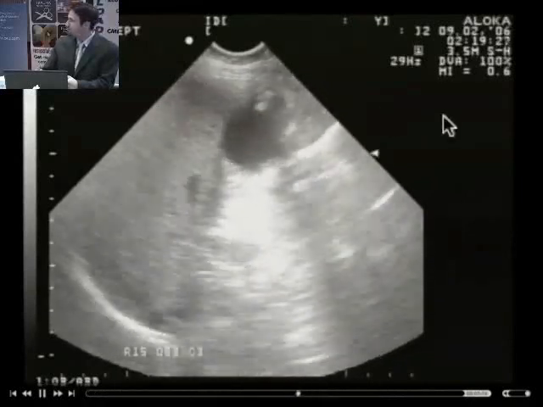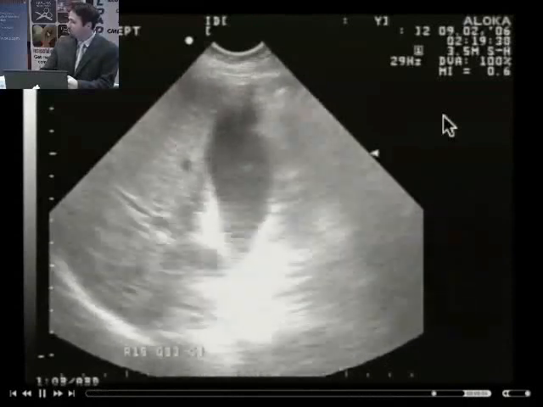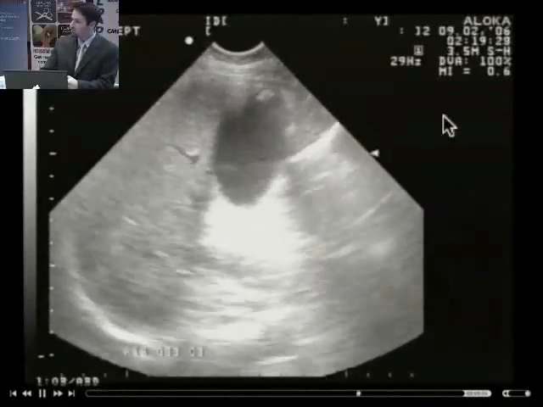But the one thing that's unusual about this is that I said gallstones are mobile, and they should go to the most dependent portion of the gallbladder.